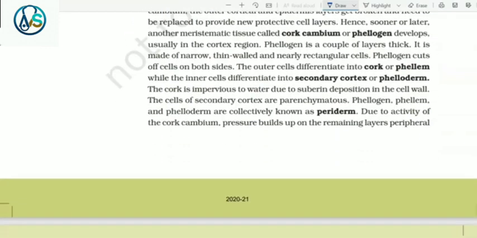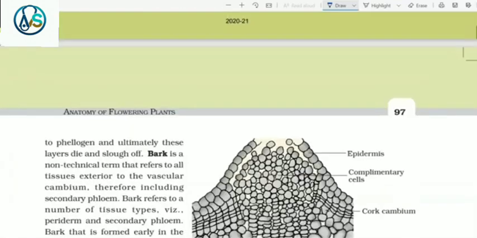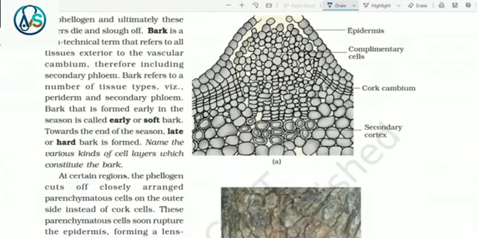The cork is impervious to water due to suberin deposition in the cell wall. The cells of secondary cortex are parenchymatous. Phellogen, phellem and phelloderm are collectively known as periderm. Due to activity of the cork cambium, pressure builds up on the remaining layers peripheral to phellogen and ultimately these layers die and slough off.